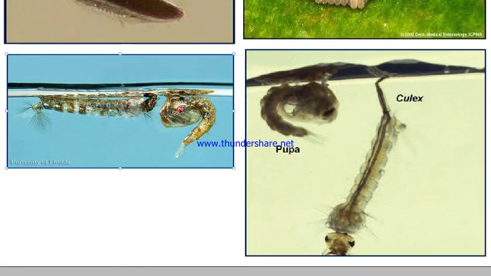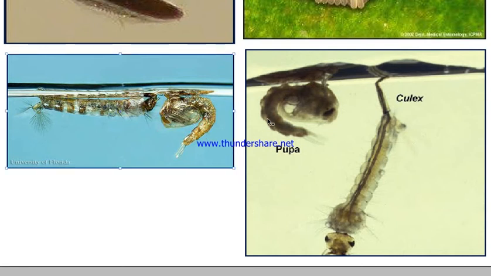Now the pupa stage, look at the pupa stage. Pupa stage is also very different. Yes, pupa of Anopheles mosquito is almost transparent, and pupa of Culex mosquito is less transparent. Pupa of Anopheles mosquito is greenish in color due to overfeeding on algae, but pupa of Culex mosquito is brownish in color.